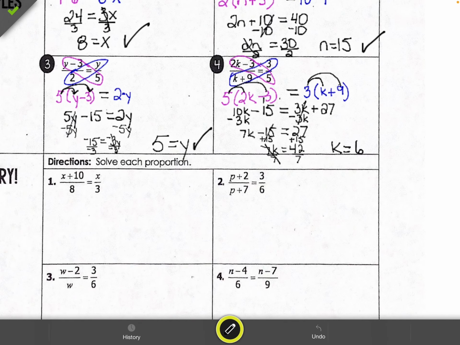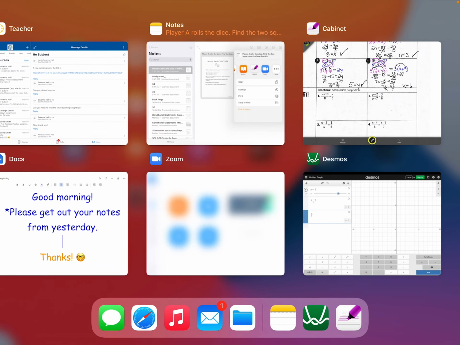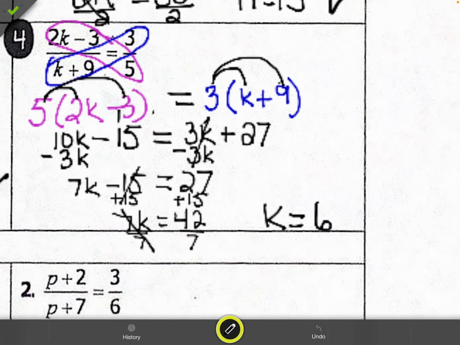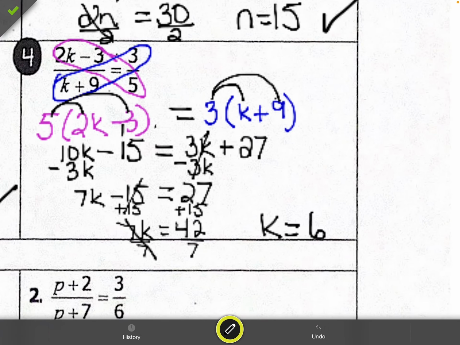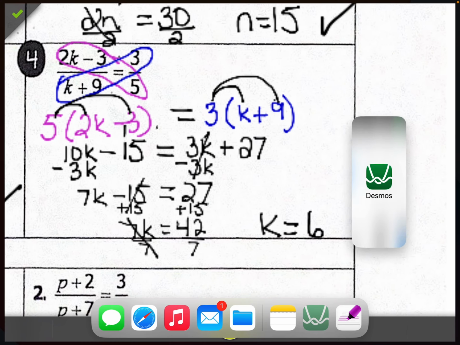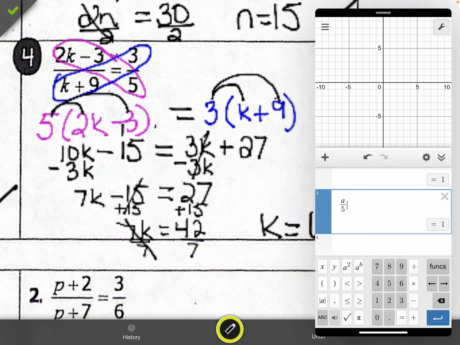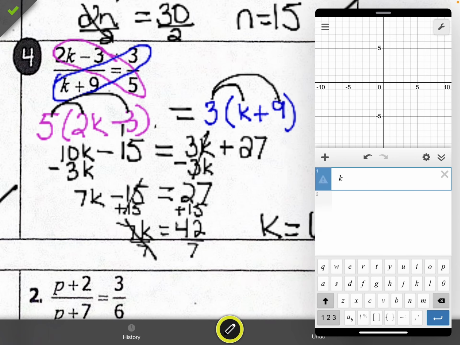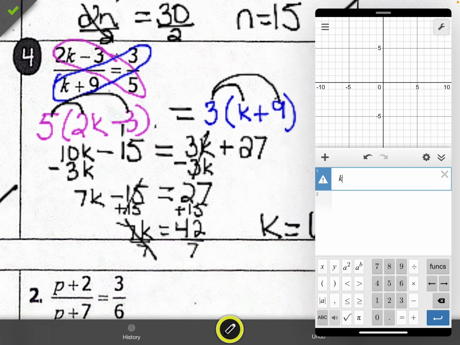Now, again, you can check yourself in Desmos. So pop over to Desmos, and let's see. Let me try. I'm going to try it. If this is an epic fail, then we'll just go back and forth. All right, let's see if I can get, there we go. Okay, so I'm going to delete these out. And again, you can use the k. So let's do that. k equals 6.